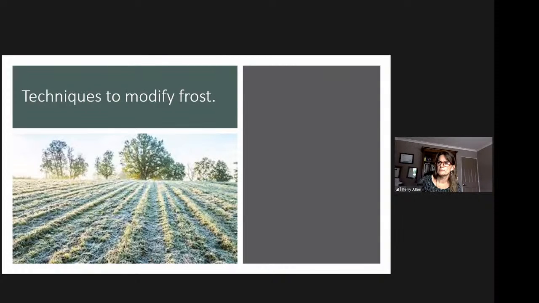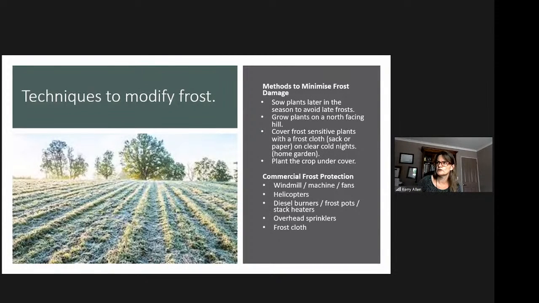If we want to modify frosts, we're usually trying to minimize this, trying to get as little frost damage as we can. So windmills, wind machines, wind fans, helicopters, diesel burners, frost pots, stack pots, overhead sprinklers, and frost cloth. They will all try and reduce those frosts.